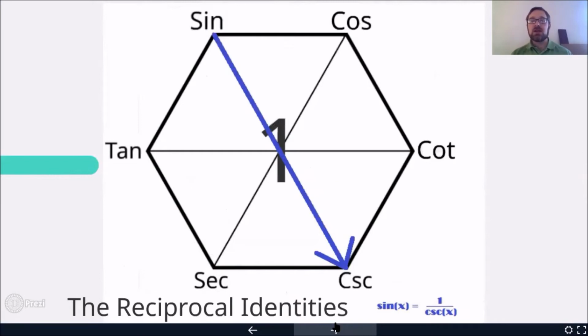So if you start up in the corner, like sine, and you go straight across through the 1, you've got sine equals 1 divided by cosecant. This also could be put in the quotient category, where we're going around clockwise or counterclockwise. You can also go across and still get the same concept of the number divided by the other number.